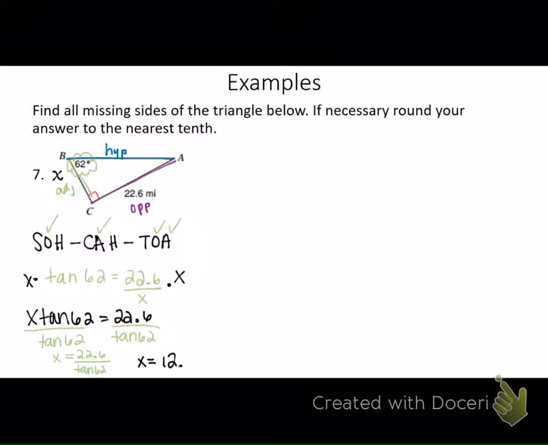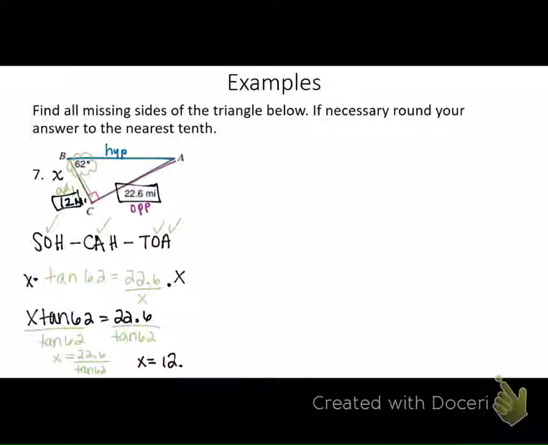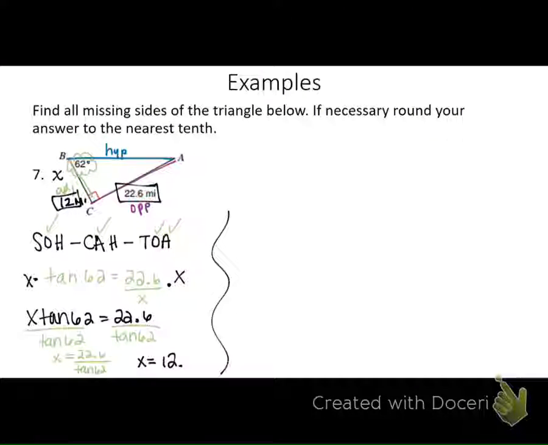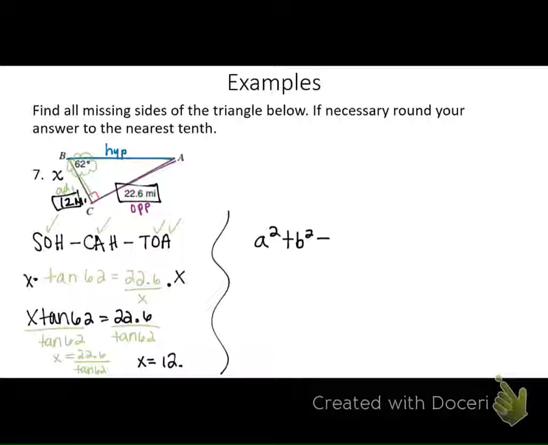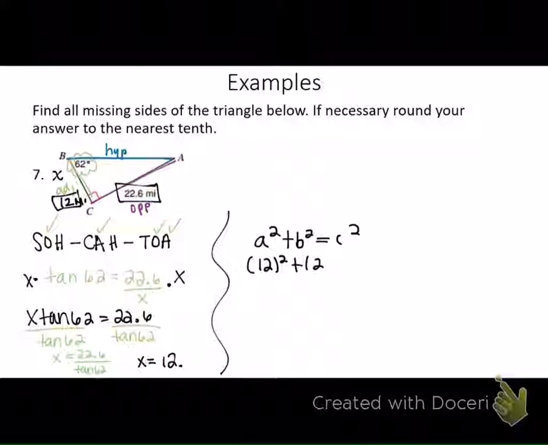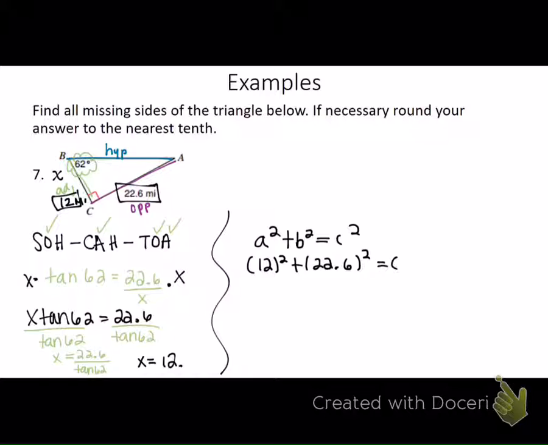So we're just going to say 12, right? Because that rounds it that way. So we now know that this side is 12 miles, I guess, because it's in miles. And the other one is 22.6 miles. So again, you could always use the trig function first, or we could just substitute it into the Pythagorean theorem. So we have a squared plus b squared equals c squared. So I have 12 squared plus 22.6 squared equals c squared.